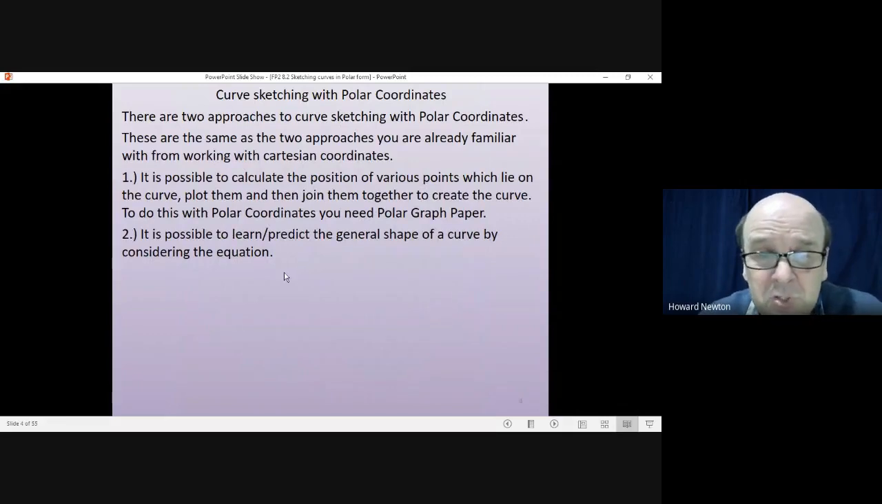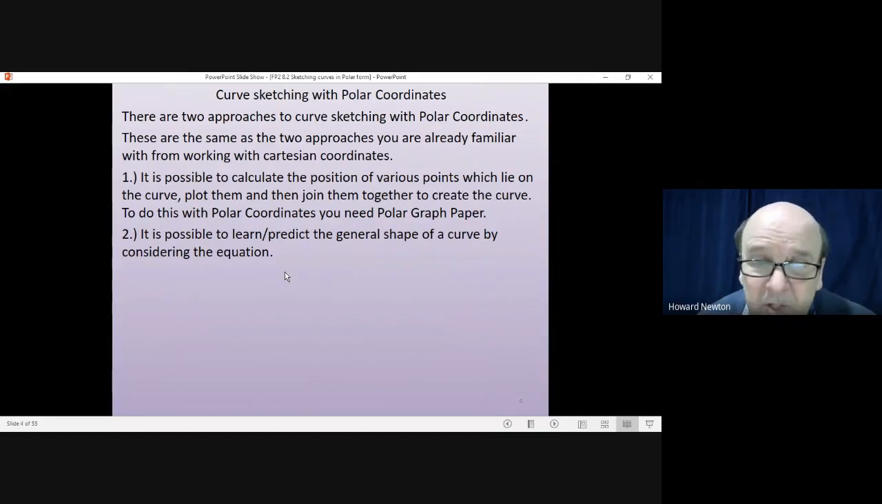The other thing you can do is learn or predict the general shape of a curve by getting to know the equation. So if you have something like 3x squared plus 2x plus 4, you're familiar with the equation and you're also familiar with what quadratics look like. You can do the same thing with polar curves.